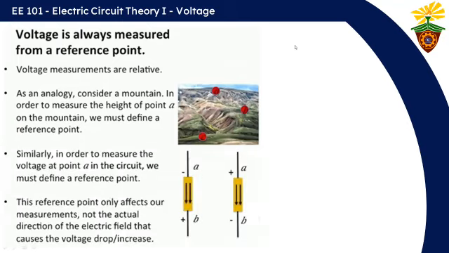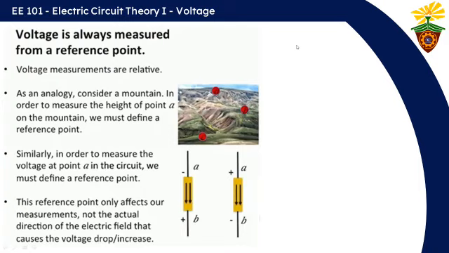Now, A has an absolute height, but that height doesn't mean anything to us unless we actually define the reference point. And it's similar for voltage. In order to measure a voltage at point A in a circuit, we have to define a reference point. And this reference point only affects our measurement, not the actual direction of the electric field that causes the voltage to drop or increase.